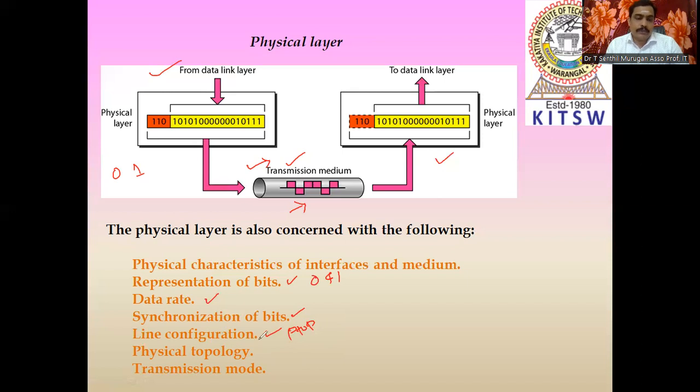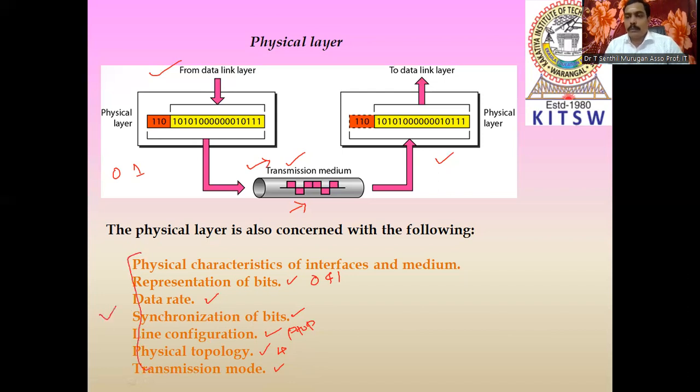So which line we are using and how we configure the line, according to that the physical layer will work. Physical topology, we have already discussed four topologies: mesh topology, star topology, bus topology, and ring topology, in the self-learning topics under topologies. Last one, transmission mode. This we also discussed in the self-learning topic. What are the transmission modes? Simplex transmission mode, half duplex mode, and full duplex mode. All these points are related to the physical layer.